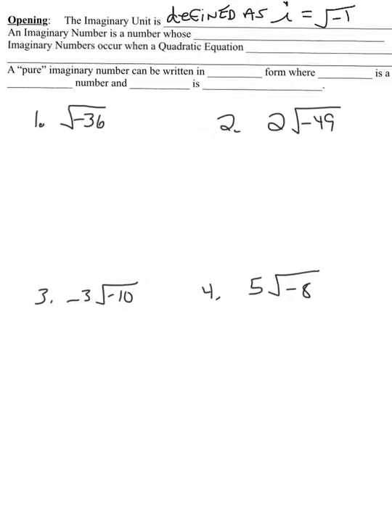So, an imaginary number is a number whose square is negative. I'm just going to write down whose square is negative. And imaginary numbers occur when a quadratic has no roots in the set of real numbers.